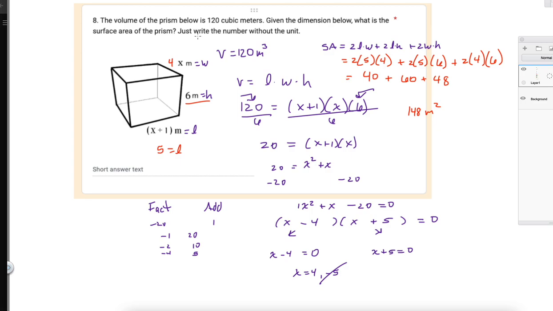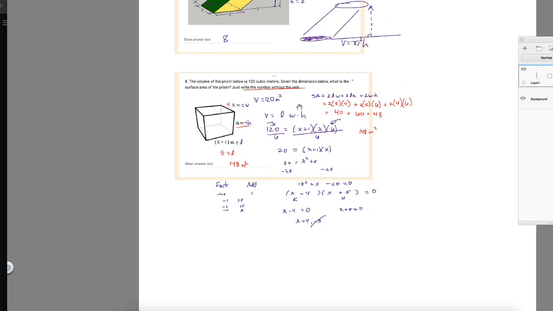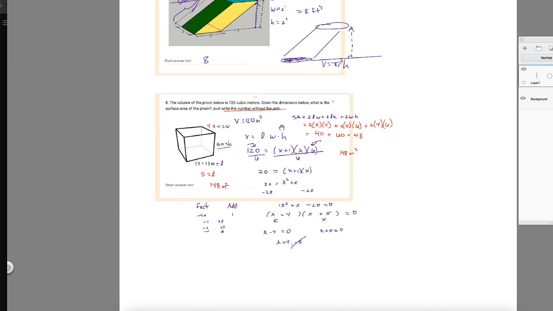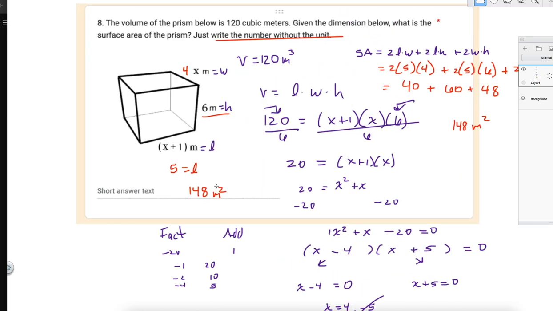It says just write the number without the unit, so 148 should be our solution. And that's our last one. Don't write the units on that. Just 148. So we got them all.